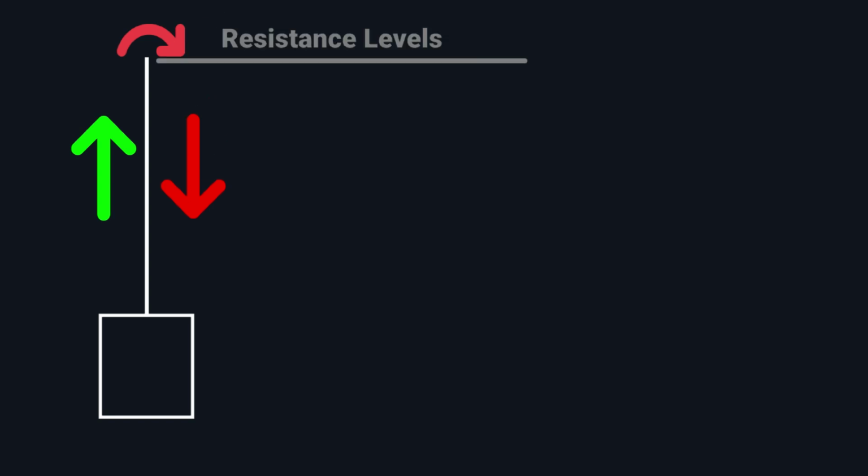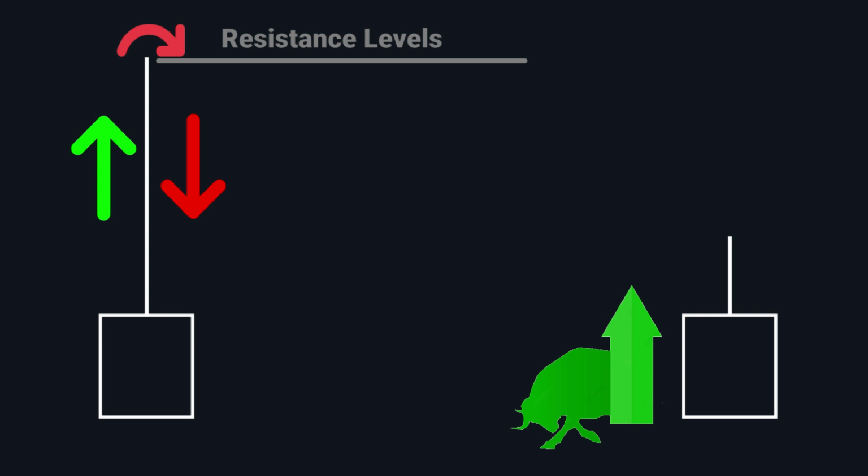A relatively long upper shadow suggests that buyers pushed prices higher, but selling pressure or profit-taking brought the price back down near the session's close. This can indicate potential resistance levels or suggest a shift toward bearish sentiment. Conversely, a short upper shadow implies that buyers maintain control, reflecting strong bullish sentiment.